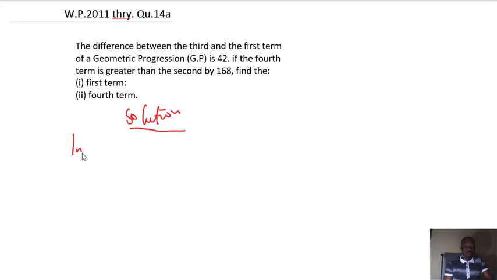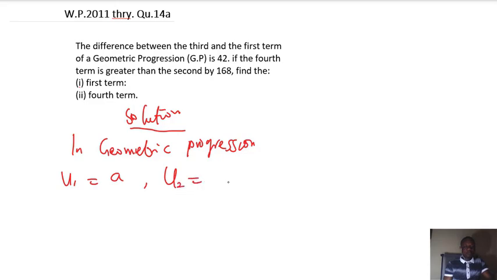So in a geometric progression, U1 is equal to A. The second term will be equal to AR. Then the third term will be equal to AR squared. Then the fourth term, U4, will be equal to AR to the power 3.